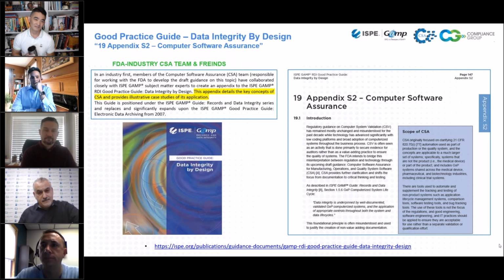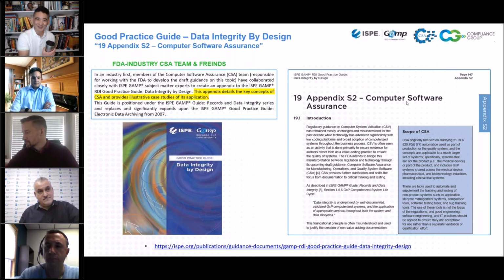And Ken, do you want to just say something about the CSA appendix and who reviewed it? Yeah, so the CSA appendix, Cisco was one of the reviewers. If you look at the data integrity guidance, just look at the front. We have reviewers from MHRA, TGA, and FDA. Again, I will go back to GAMP deferring to PIC/S, and PIC/S deferring to GAMP, as representing current best practices in the CSV space.